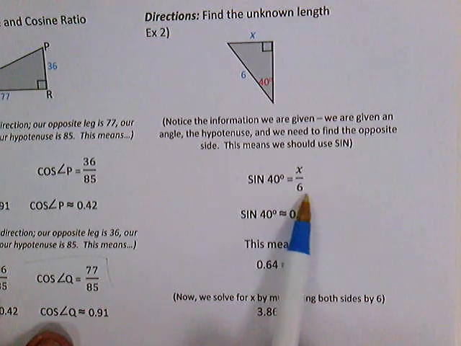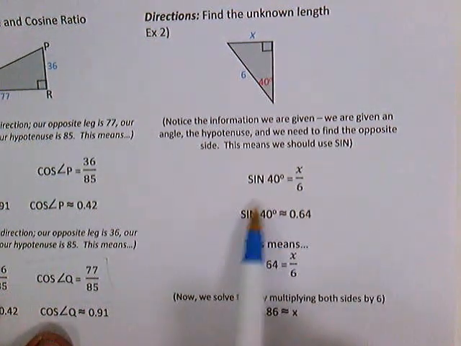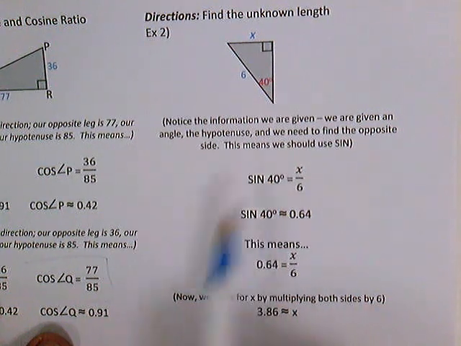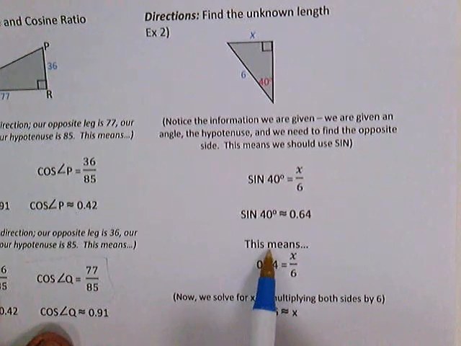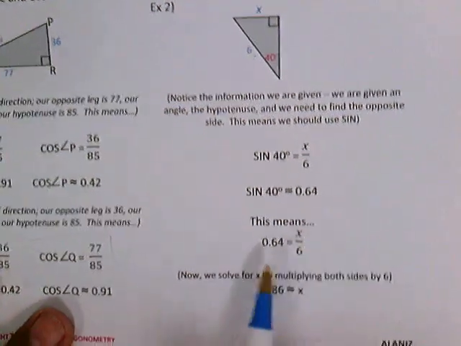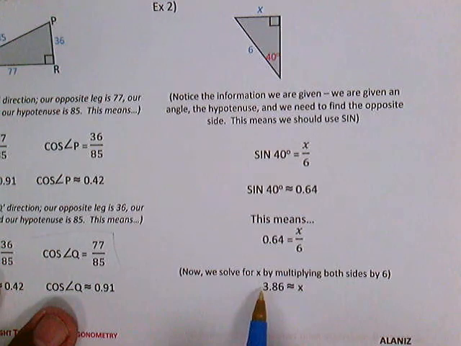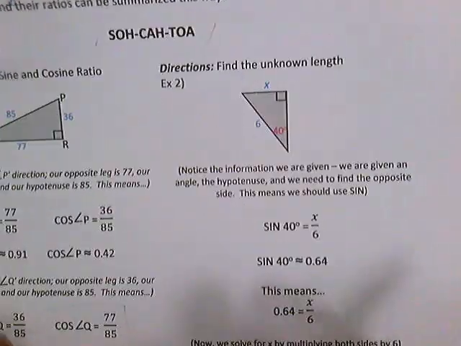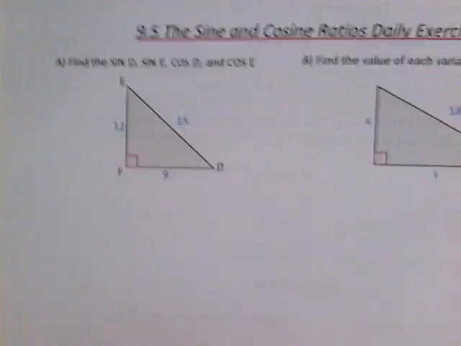Now, in this case, I'm going to have to get the x by itself. What is the sine of 40? I type that into my calculator, and I get 0.64. So 0.64 is equal to x over 6. Now we solve for x by multiplying both sides by 6, and we find out that x is about 3.86. Okay. Let's go ahead and try some on our own.